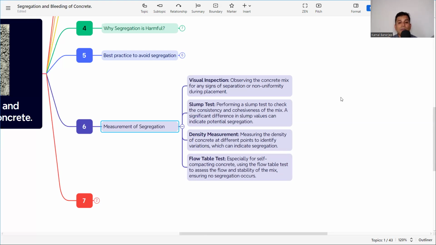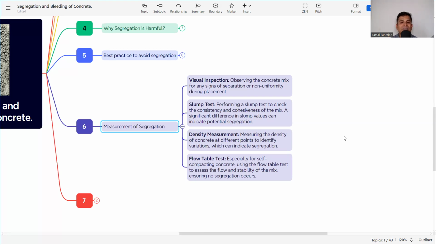Then we can do the slump test. Performing a slump test also checks the consistency and cohesiveness of the mix. Then density measurement: measuring the density of concrete at different points to identify variation, which can indicate segregation. If segregation is happening and we take the density from different points, we will not get the same density of the concrete. That indicates that segregation or separation is taking place in the concrete.